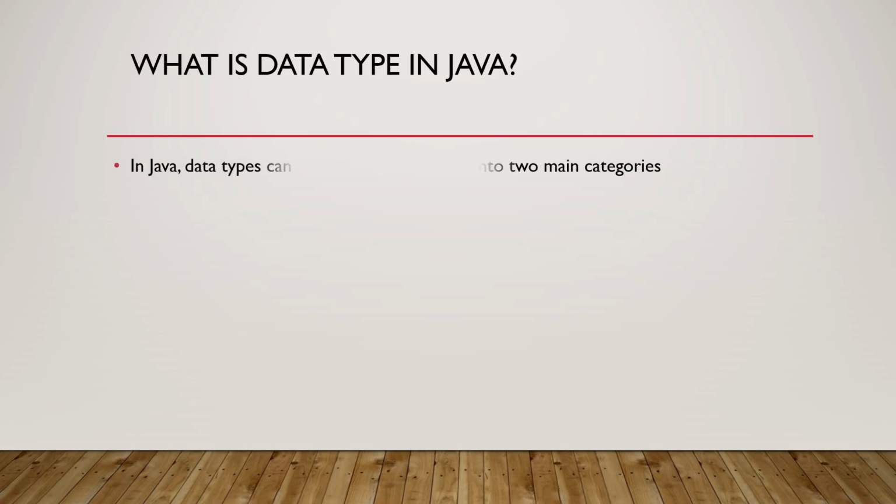So coming to Java programming playlist, this is video number 2, which is for data types in Java. So let's get started. What is a data type in Java? In Java, data types can be broadly characterized into two main categories: primitive data types and reference data types, or we can say non-primitive data types.